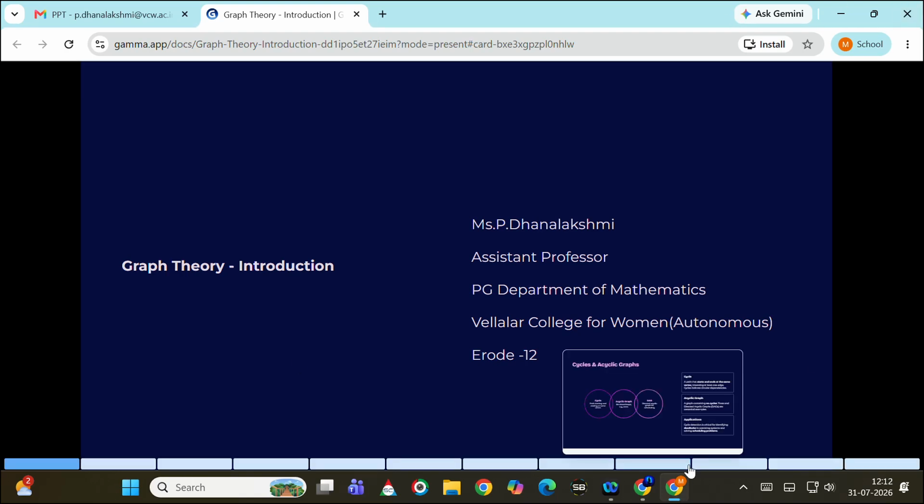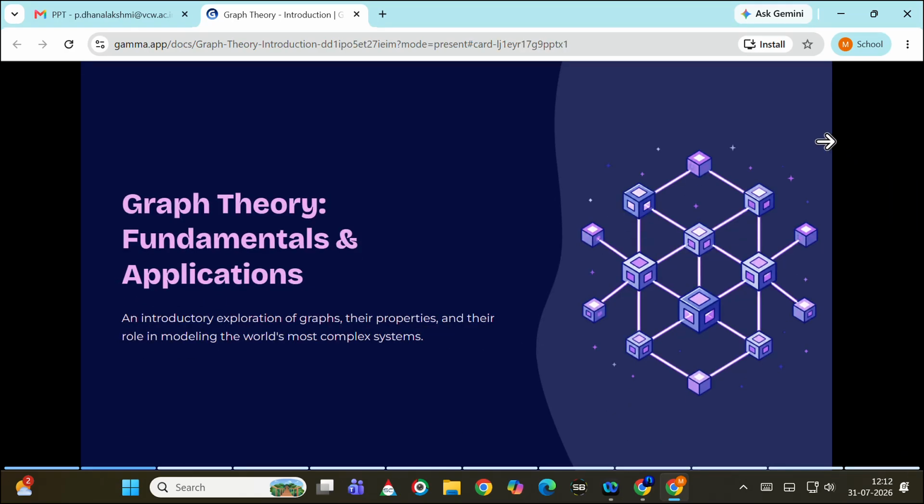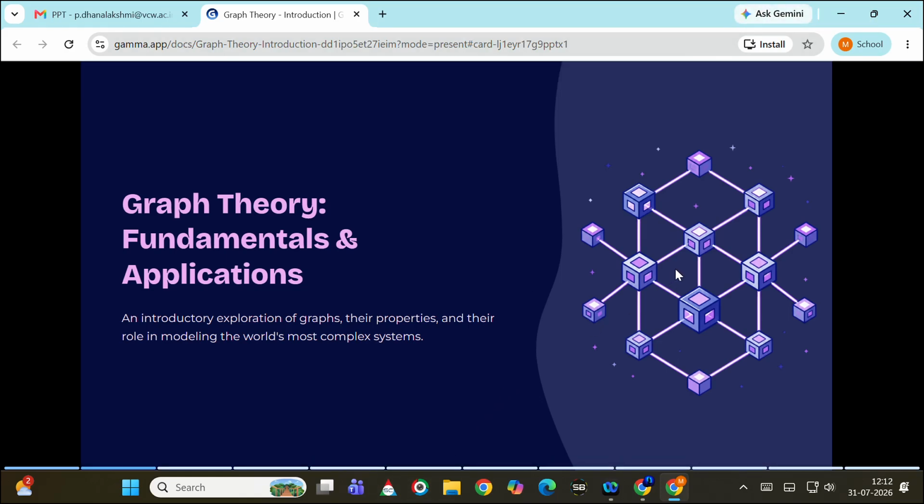Today we discuss the topic graph theory. Graph theory, fundamentals and applications. An introductory exploration of graphs, their properties and their role in modeling the world's most complex systems.